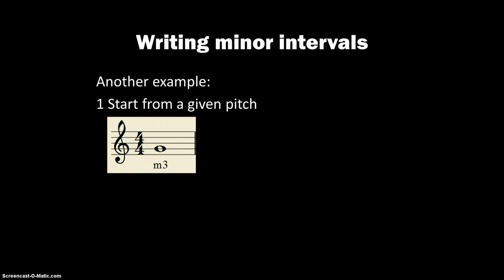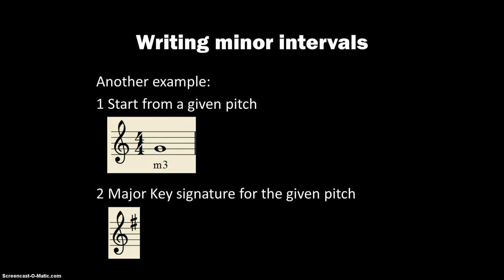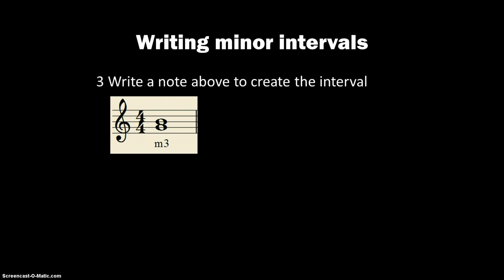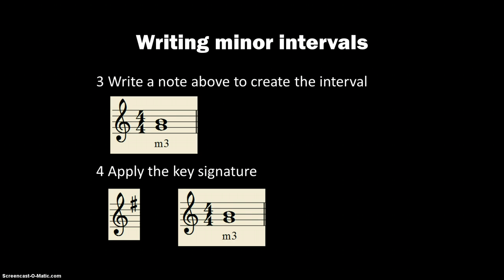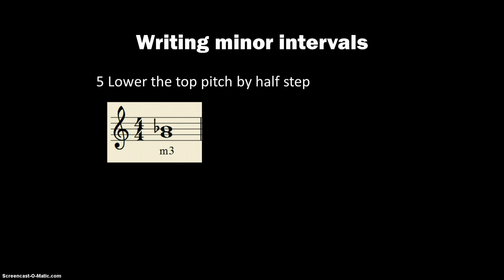Here's another example. We've got the note G, and it's asking for a minor third. We need to think of the key signature for G major, which is 1 sharp. So we're going to write a third above the G, and we're going to apply the key signature. Neither of those notes is F, so we don't have to worry about the sharp. So right now we have a major third. But we want a minor third, so we're going to need to lower that top pitch by a half step. It was already natural, so we're going to add a flat to the top note, and now we have G to B flat, which is a minor third.